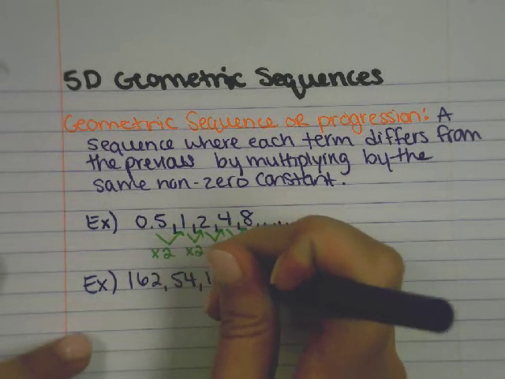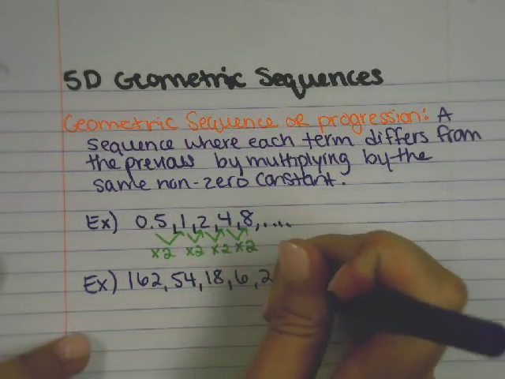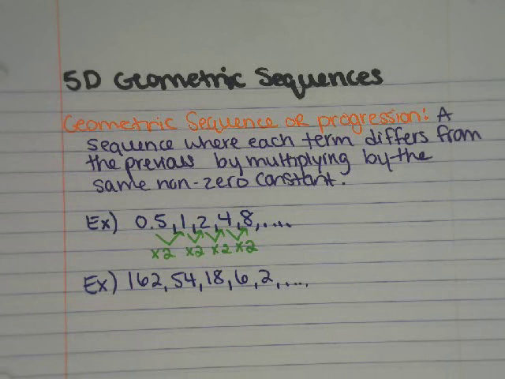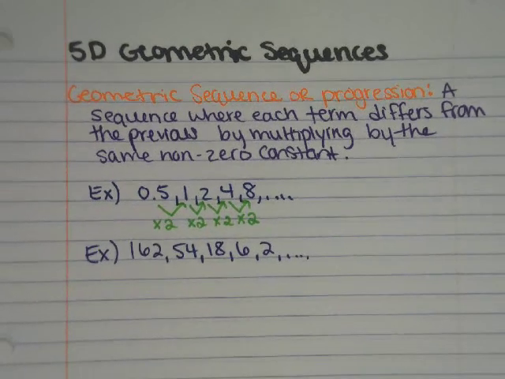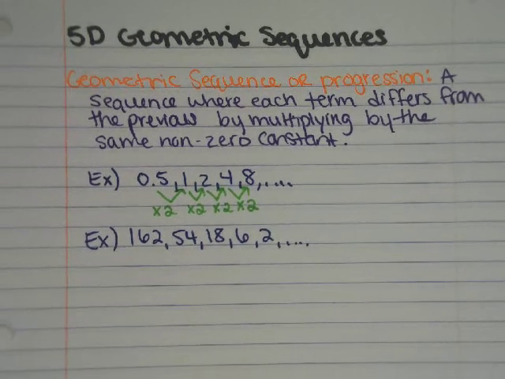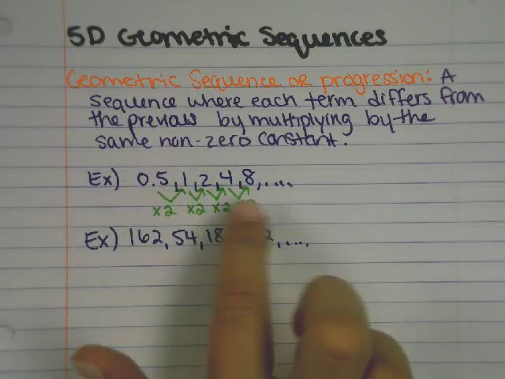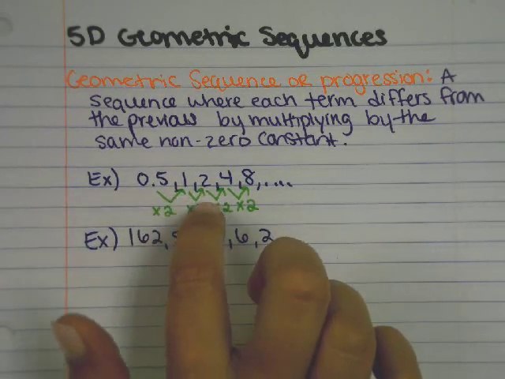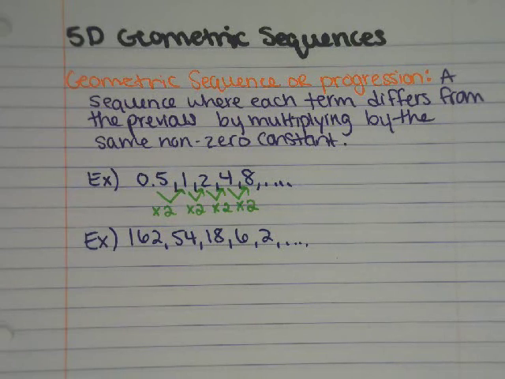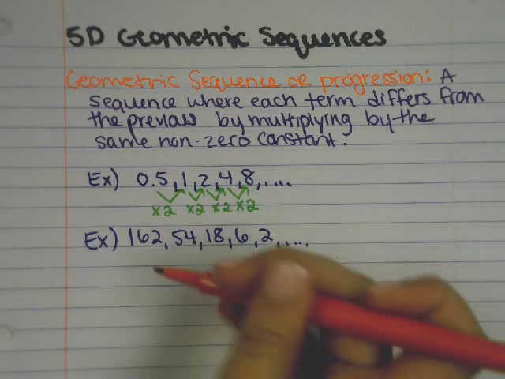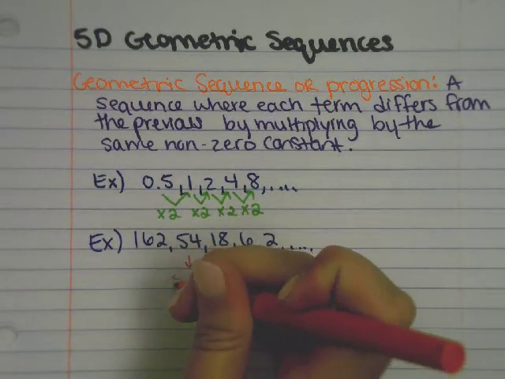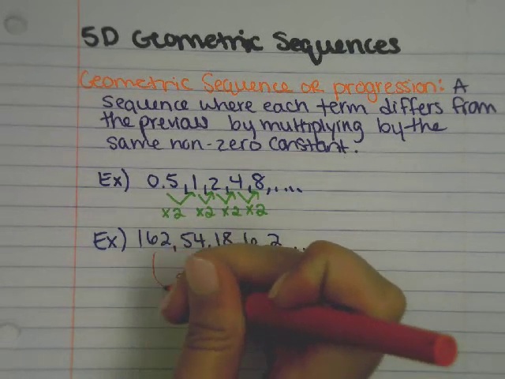Especially on an example like this where the numbers are getting smaller. So we have to ask ourselves, what would I multiply 162 by to get 54? A way to figure this out without having to just know, like, oh yeah, I know what you multiply it by, done. Like we did up here, where double of 1 is 2 and double of 2 is 4, where we can see it. If you can't necessarily see it, then we're going to take this term divided by the previous.